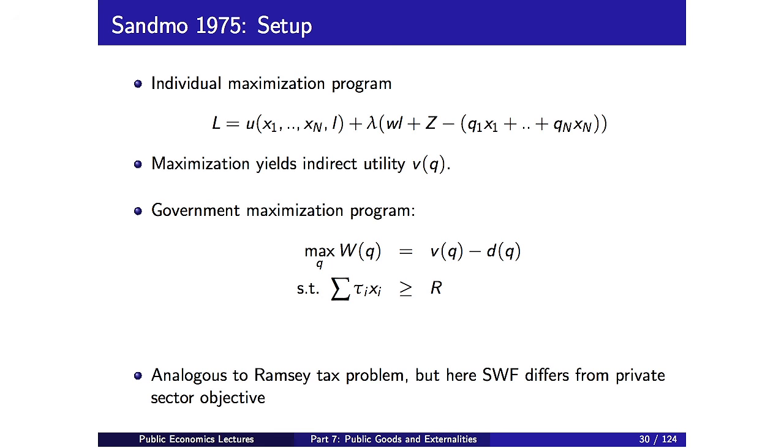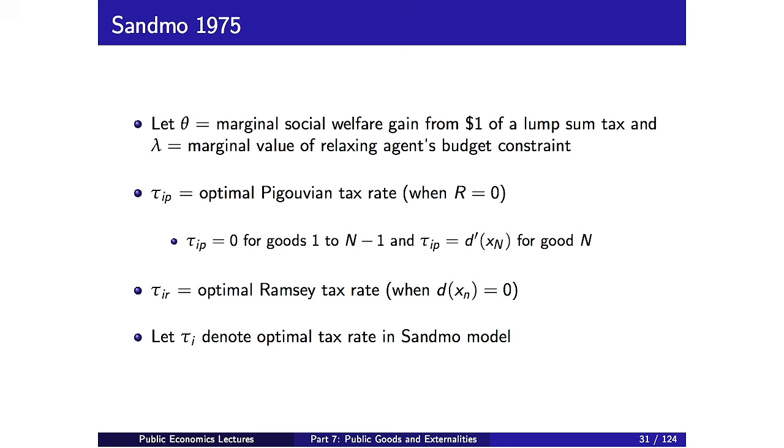So to connect to the Pigouvian problem, the Pigouvian problem has R equals 0. So you have no reason to raise taxes except to fix the externality. And then the solution is going to end up being that you just want tau_n to be d prime of q. So let's just introduce a bit of notation which goes back to the Ramsey solution.